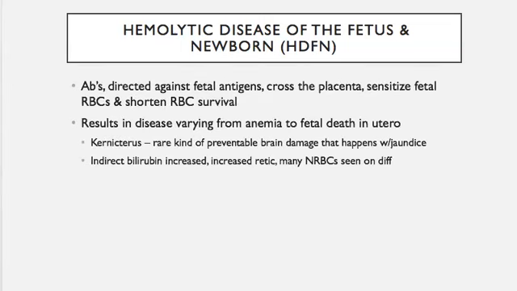So again, these are antibodies that are directed against fetal antigens. They cross the placenta, they sensitize those fetal red cells, and they're going to shorten red cell survival. So this results in a disease that can vary anywhere from anemia to fetal death in utero. It causes something called kernicterus, which is also sometimes referred to as bilirubin on the brain. It's a rare kind of preventable brain damage that happens with jaundice. Indirect bilirubin is going to be increased. You'll see an increased retic count. You're going to see a lot of NRBCs on the diff, and this is in the baby's sample.